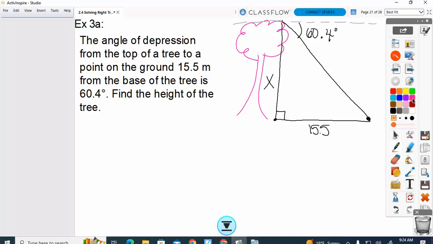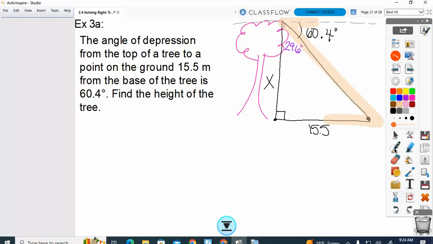These two together should make 90 degrees. So 90 minus 60.4. If you're a geometry person, you could have also thought about alternate interior angles. If this is 60.4, this angle down here is 60.4. So either way, we just need one of the angles inside our triangle.